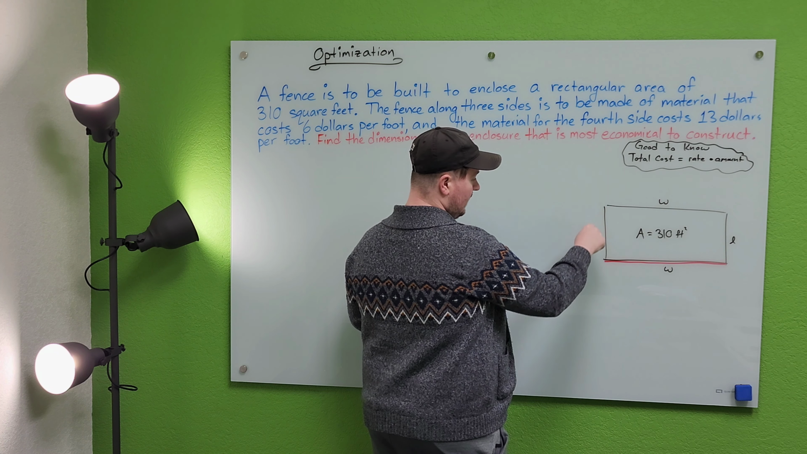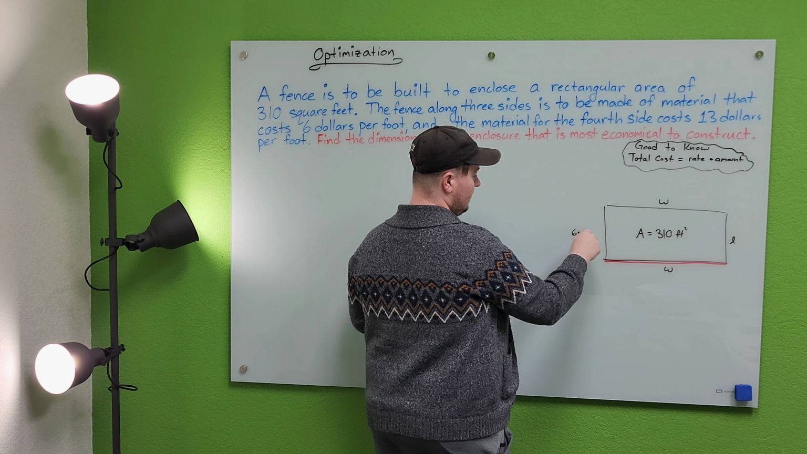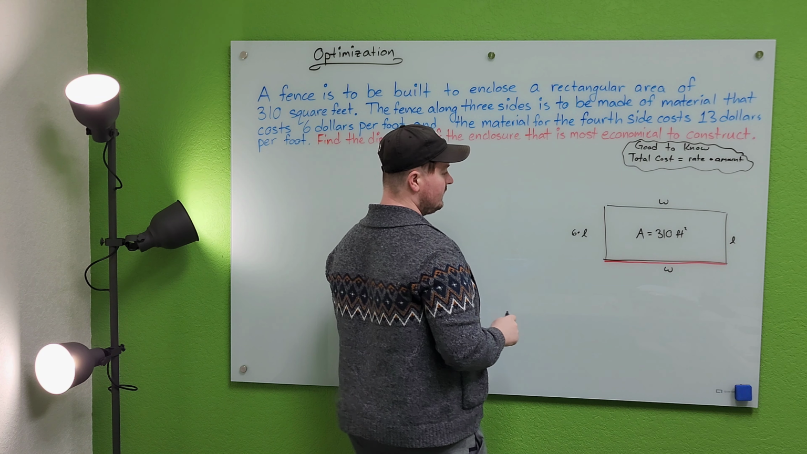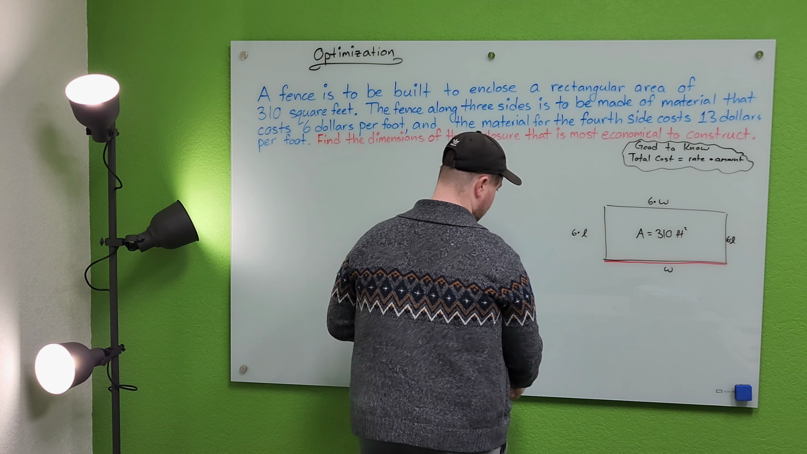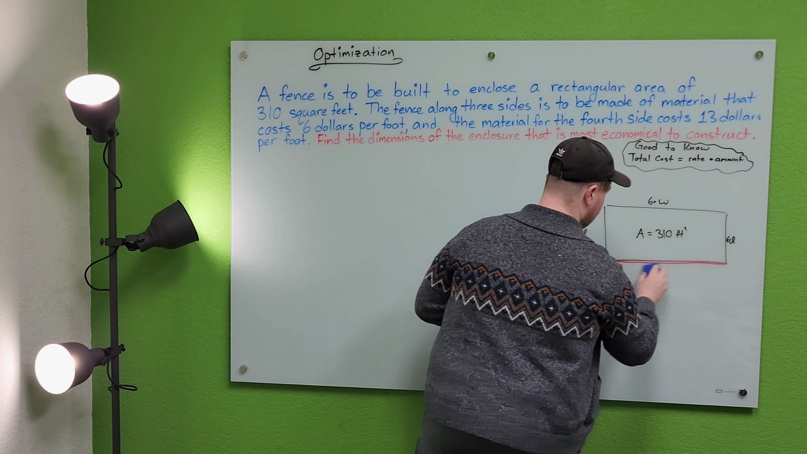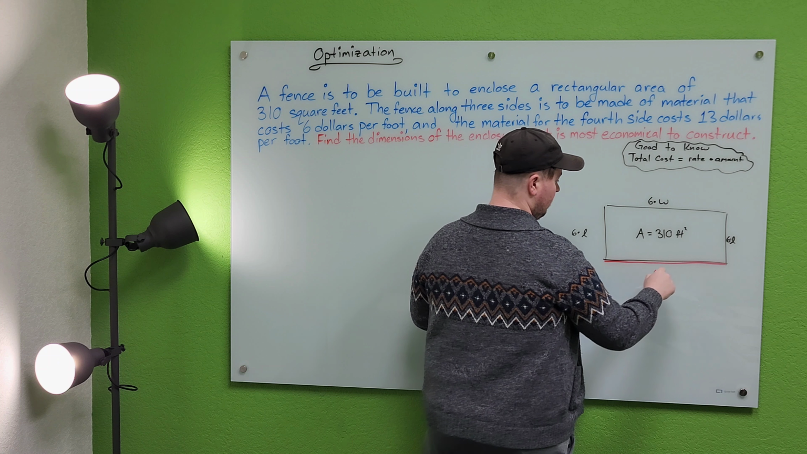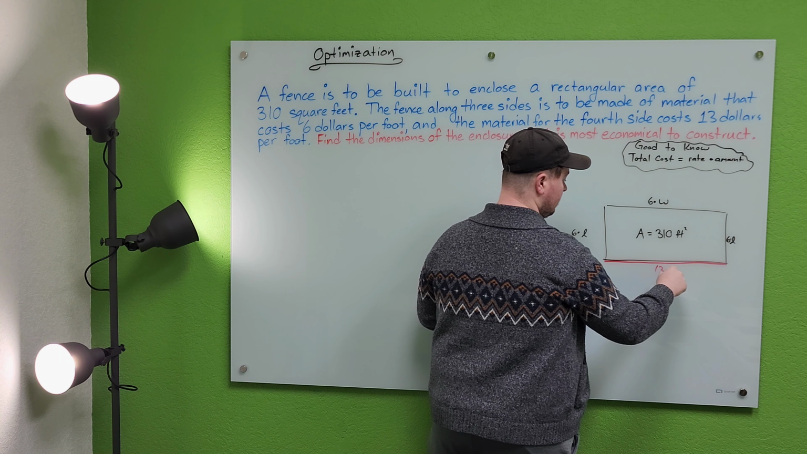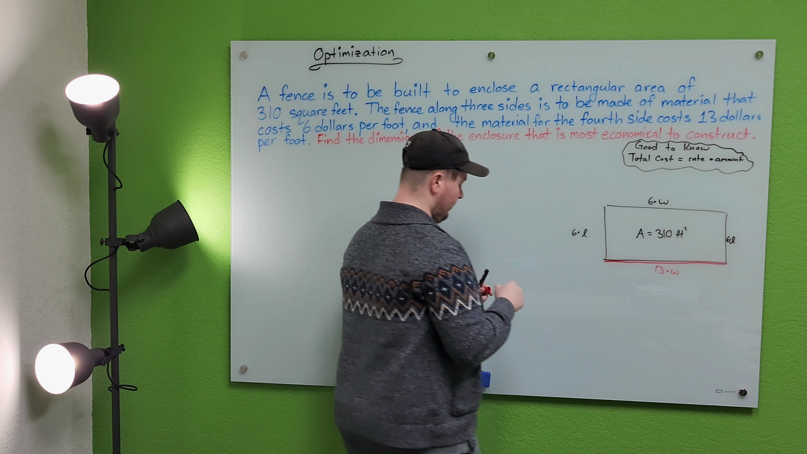The other three sides are going to cost $6 per foot. So the cost of this side is going to be $6 times that length. This side is going to be $6 times that length. And this side is going to be $6 times the entire width. Whereas the last side on the bottom is going to be $13 times that width.